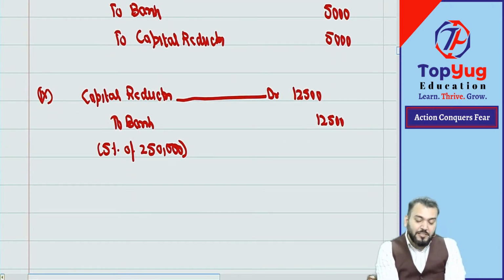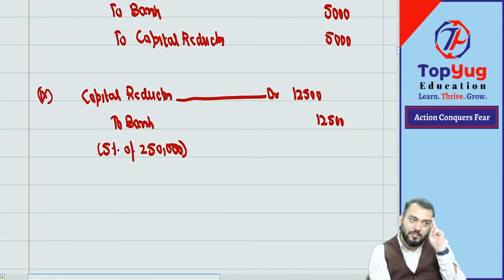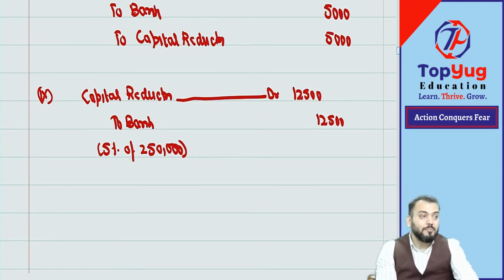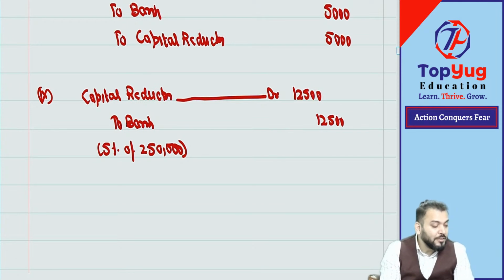Whenever you have done this, two points you should think immediately: whether we have written the journal entry for the debit balance of P&L account and goodwill and fictitious assets. You can see goodwill we have written off, but what we have not done till now is the writing off of the debit balance of P&L account. So that needs to be done on our own, even though the question is silent.